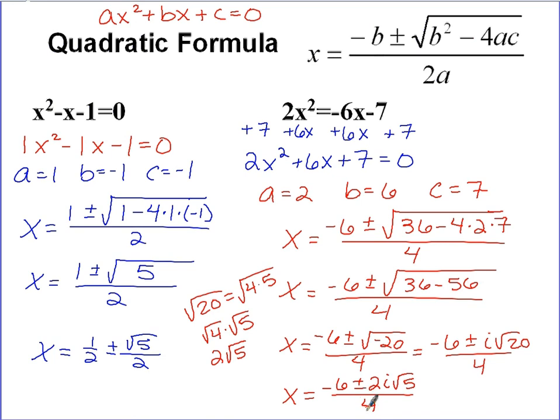Both the 6 and the 2 are divisible by 2, and 4 has a factor of 2 in it, so I could divide both of those by 2 and actually get -3 plus or minus i root 5 over 2, and that would be completely simplified all the way down.